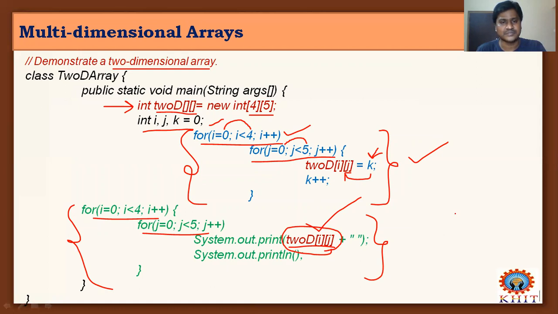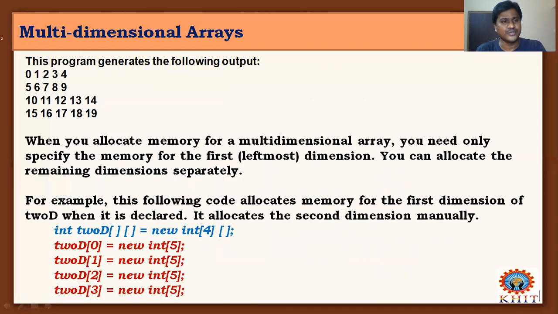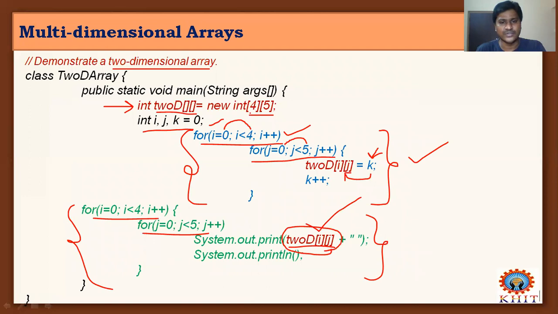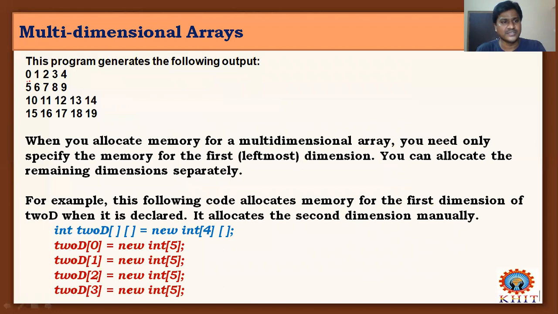Got it? And when we execute this program, it simply reads the values of these elements, 4 into 5, so a total of 20 elements, 0 to 19. All these values are read from the keyboard and displayed on the screen like this. This is the first row, second row, third row, and fourth row, and 5 columns of elements.